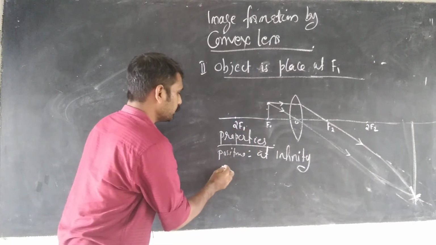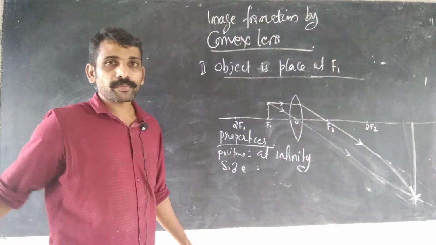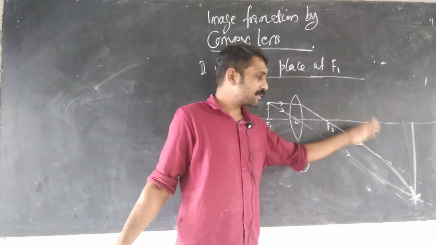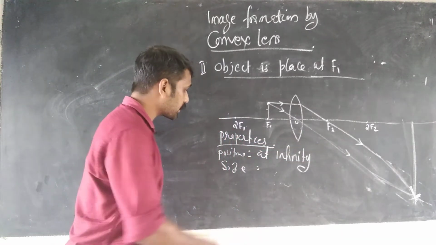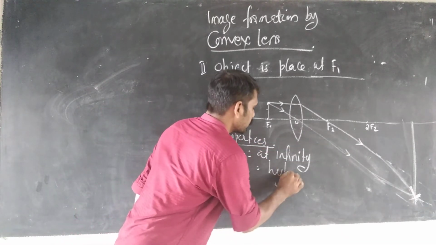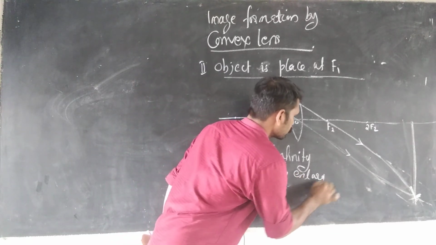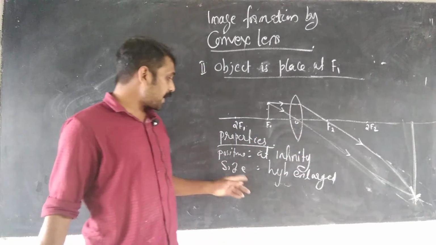Next, size of image. Size of image is what? Highly enlarged. Highly enlarged because the rays are intersecting at infinity. So size is very highly enlarged. Not just enlarged, highly enlarged. And next is what?